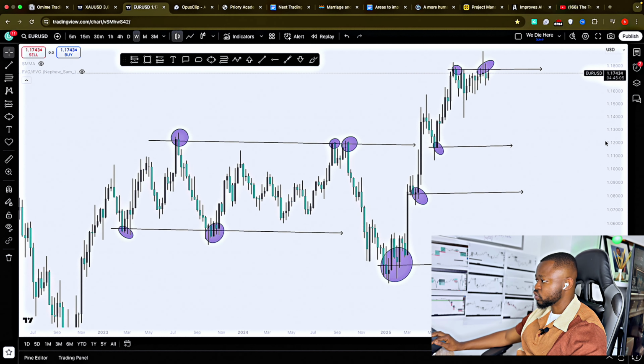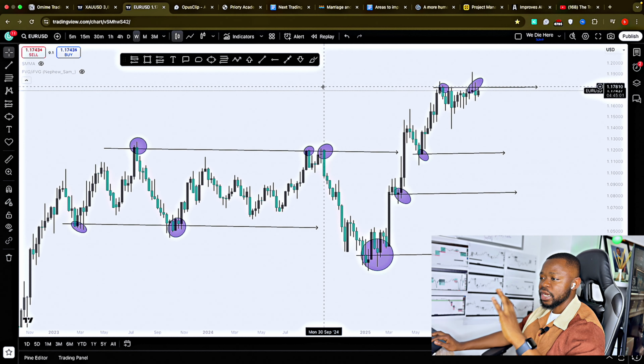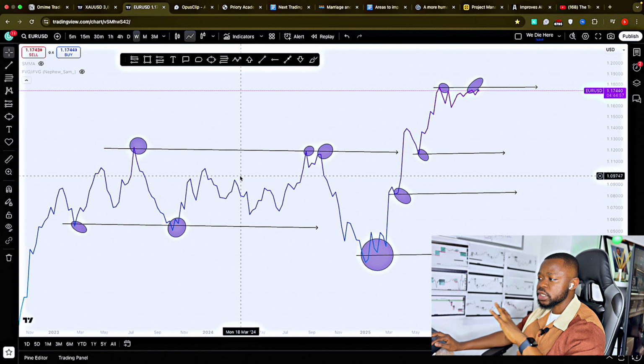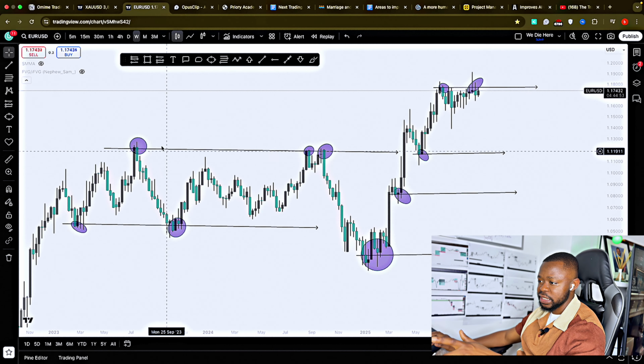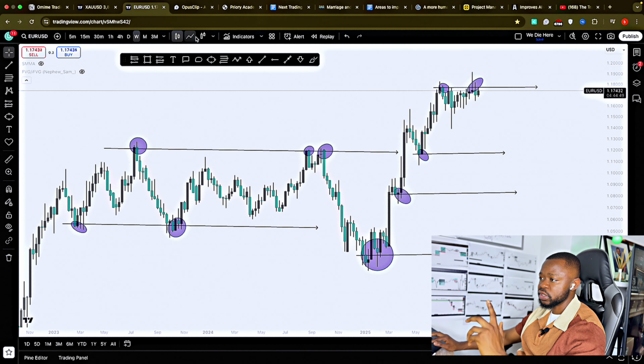So what have you learned so far? You can see what I've been able to mention here is how you can mark. Just with the line chart, it opens everything clearly. If you go to the candlestick, you can see it's a lot of noise. And remember to do this on a weekly time frame, because the weekly time frame has less and less noise. So with less noise, you can mark up properly.